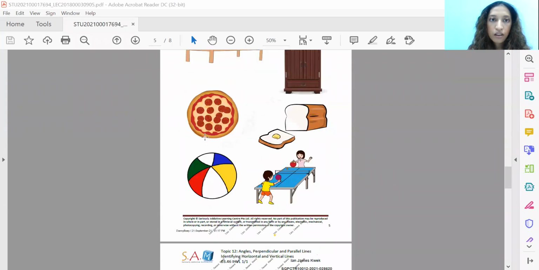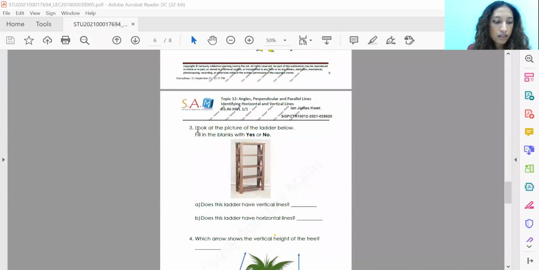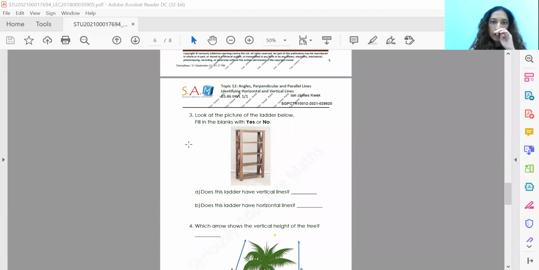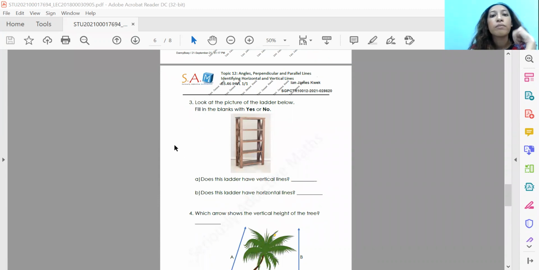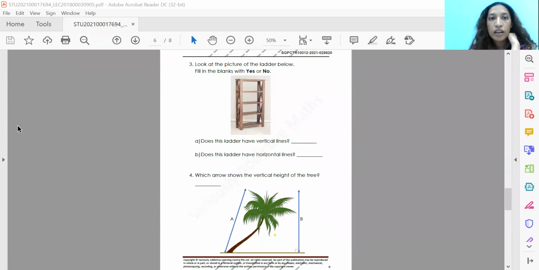All right, so let's see. Look at the picture of the ladder below. Fill in the blanks with yes or no. What I'd like you to do is to pause on this page and do questions 3 and 4. I'll go through with you right now. Does this ladder have vertical lines? Yes, they do. Over here, over here. So yes. Does this ladder have horizontal lines? Yes, of course. There we go.